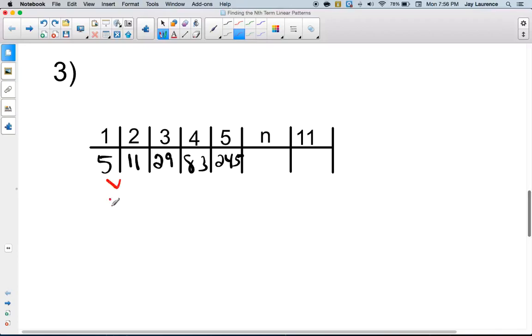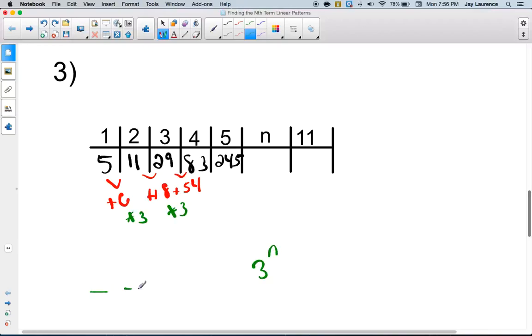Let's see, it's going plus 6. And then this is going plus 18. And then I think we're going to go plus 54. Yeah, I think that's going to be plus 54. And I just noticed something. They're tripling. Yeah, they're tripling. Look at this. 6 times 3 is 18. 18 times 3 is 54. So this one's going to be 3 to the power of n.